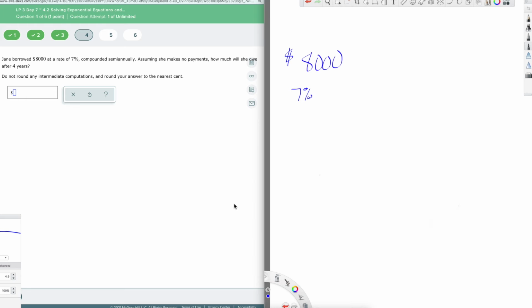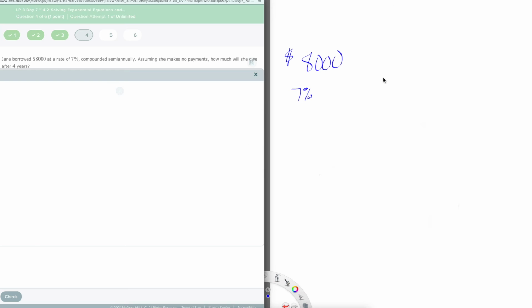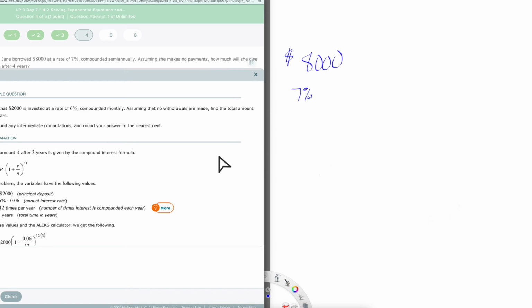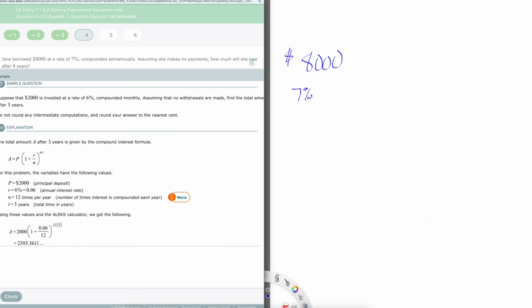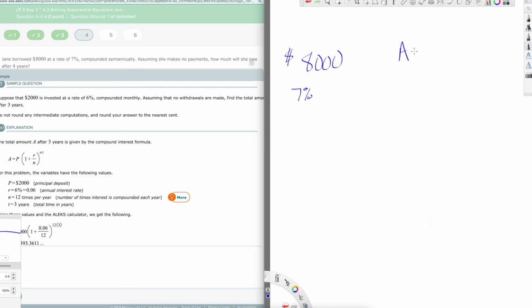And this is talking about 4 years. So with this one, we have an interest formula, and we click on here, we can actually see the interest formula. So this is the compound interest formula right here. We have A equals P times (1 plus R divided by N) to the N times T. So we have all these pieces. This is our principal. This is our starting point. So this would be our 8,000.